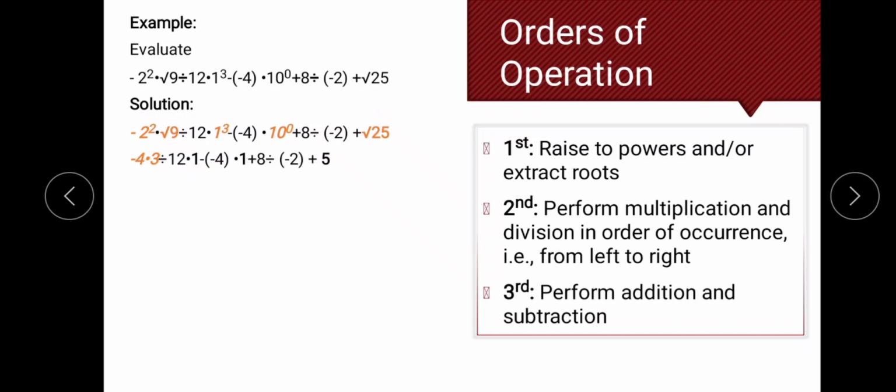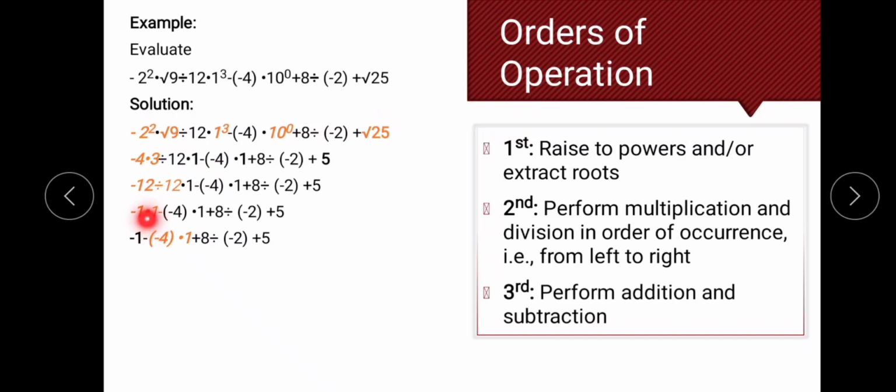And after that, we are going to perform multiplication and division from left to right. We'll start from the leftmost, and we have here multiplication. So we have negative 4 times 3, so that will give us negative 12. And then we'll proceed to the next. So we have here the division. So let's divide negative 12 and 12, so that will give us negative 1, and then we'll multiply negative 1 by 1, so that will give us negative 1.